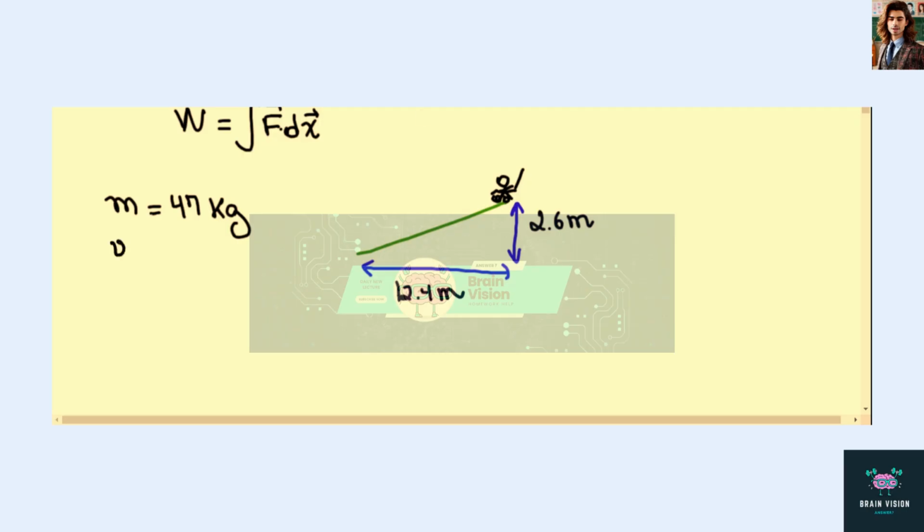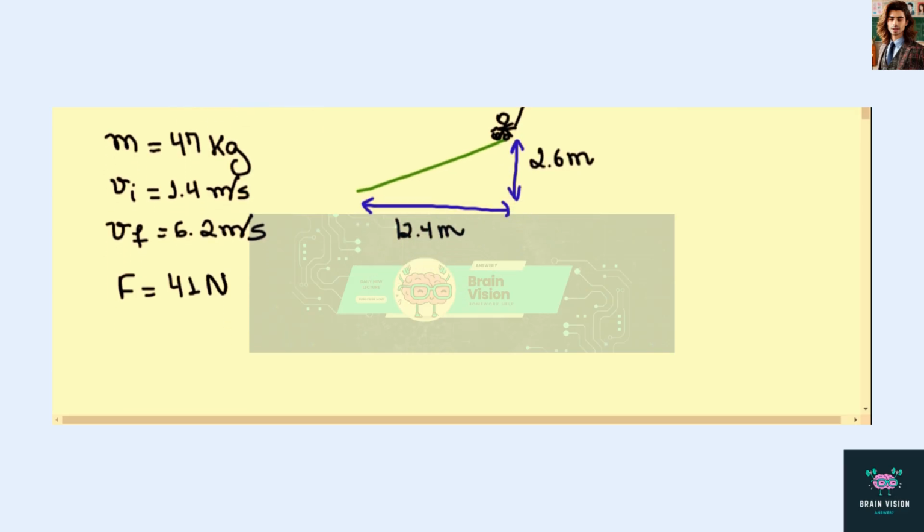And the initial speed of the boy is 1.4 meters per second. His final speed, at the bottom, is 6.2 meters per second. And throughout his trajectory, the total force is 41 newtons. This is the friction force that acts on the boy, the total friction force. And our goal is to find the work that the boy exerted on the wheelchair when he was going down the slope.